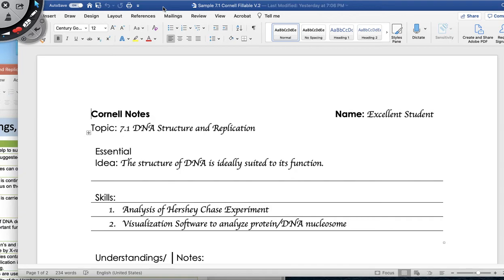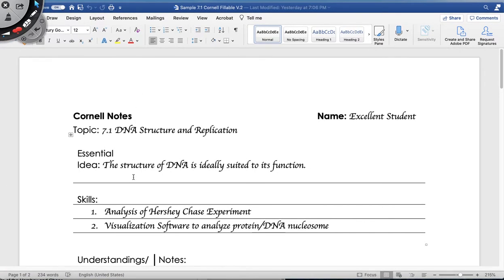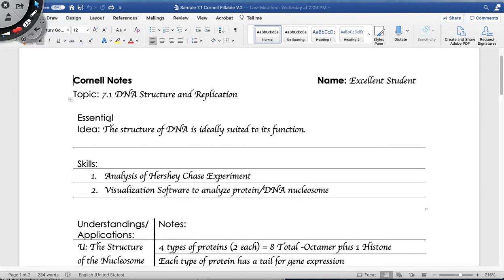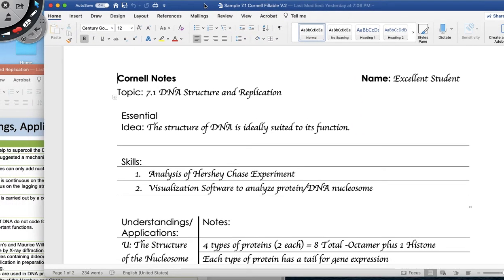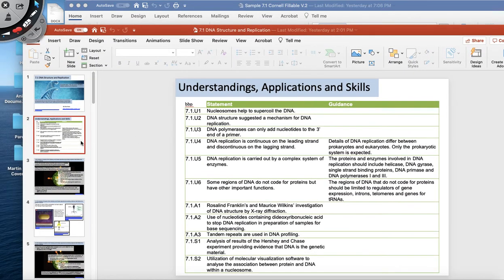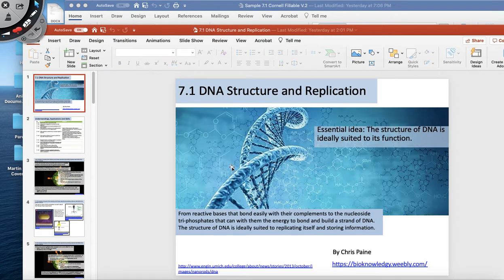So here is an example of a Cornell note that I wrote down for you. Here's 7.1 DNA structure and replication, the essential idea, and the skill. You might be wondering, where did I get all this information? I think the easiest way is just to go to the PowerPoint that I provided for you. Go to the PowerPoint that pertains to that particular topic, and you can find the essential idea right here. The structure of DNA is ideally suited to its function.